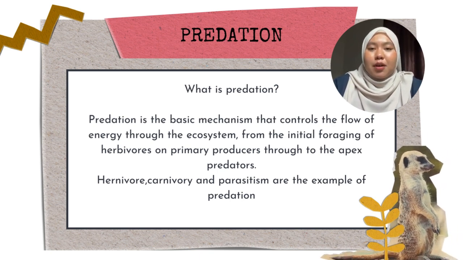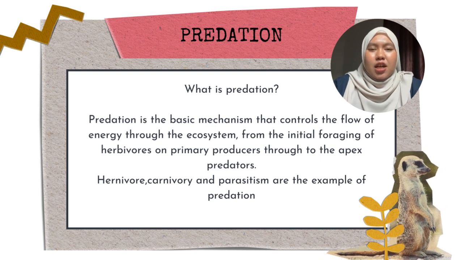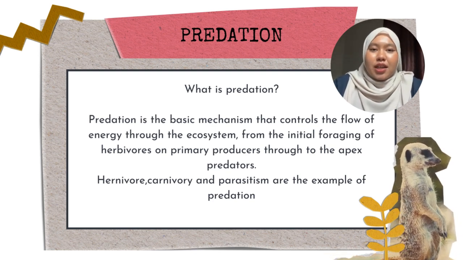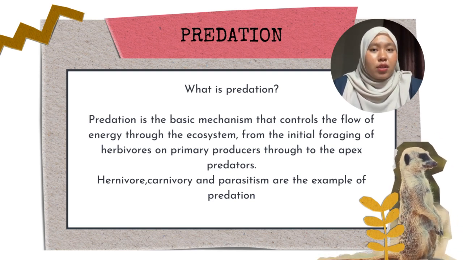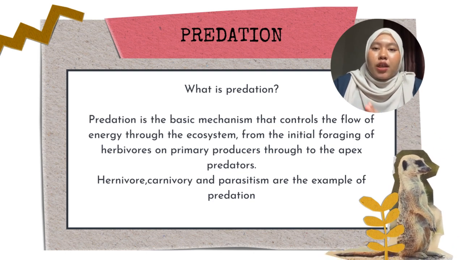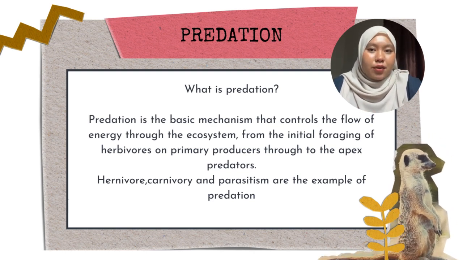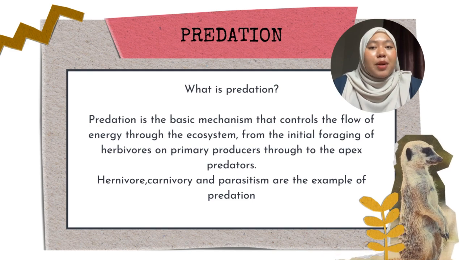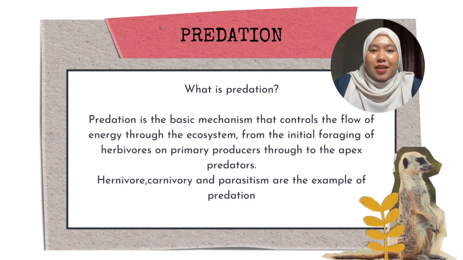I will explain about Chapter 10, Community Ecology. What is predation? Predation is the basic mechanism that controls the flow of energy through the ecosystem, from the initial foraging of herbivores on primary producers through to the apex predators.